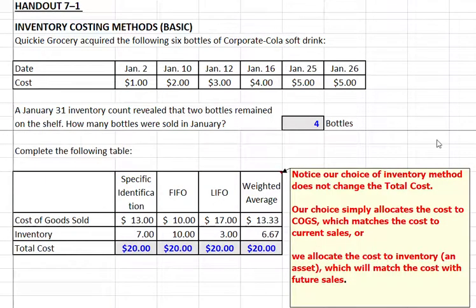In comparing our inventory methods, one thing we can notice, our choice of inventory method doesn't impact our total cost. Our total cost is what we paid to acquire the inventory. All we're doing is allocating the cost to current sales, in other words, assigning that cost to cost of goods sold, a current expense, or letting the cost sit in ending inventory, and that means we will allocate it or match it with future revenues.